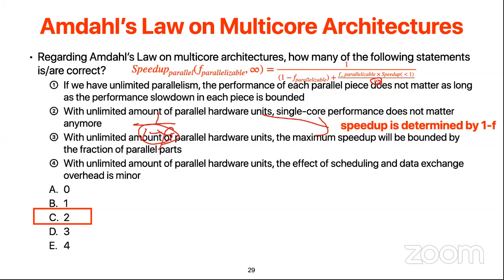And with an unlimited amount of hardware units, the maximum speedup will be bound by the fraction of parallel parts. That's exactly the same, and that's exactly the split side of number 3.